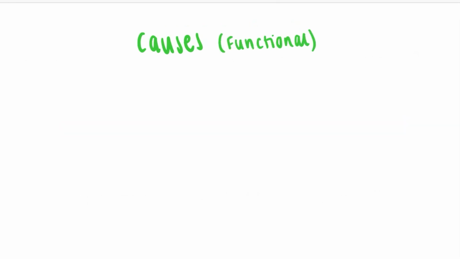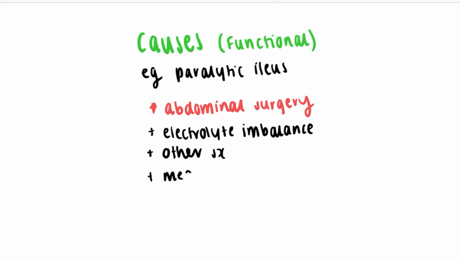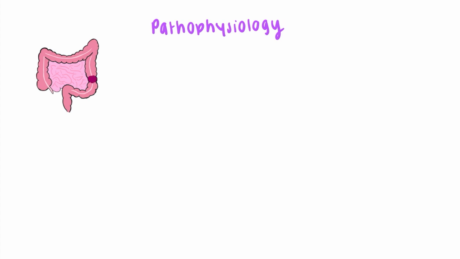Functional bowel obstructions, such as a paralytic ileus, are most commonly the result of an abdominal surgery. However, electrolyte imbalances, other surgeries, medications such as anticholinergics and opioids, as well as inflammation of the bowel can contribute to a functional obstruction. Moving on now to the pathophysiology and subsequent red flag clinical features to be aware of. When there is a bowel obstruction, whether it is mechanical or functional, there is stasis of bowel contents proximal to the site of obstruction. Gas accumulates proximal to the obstruction.